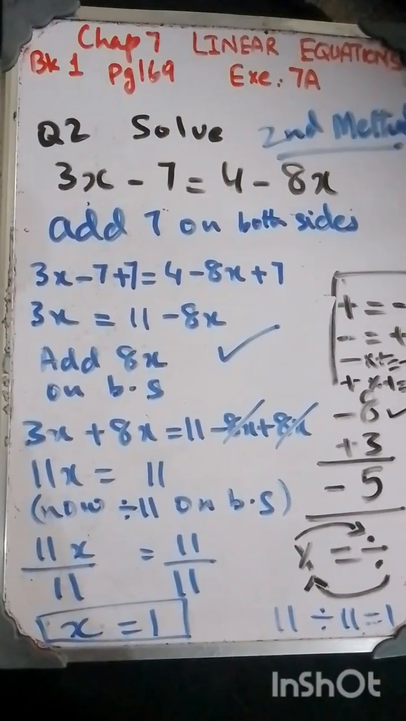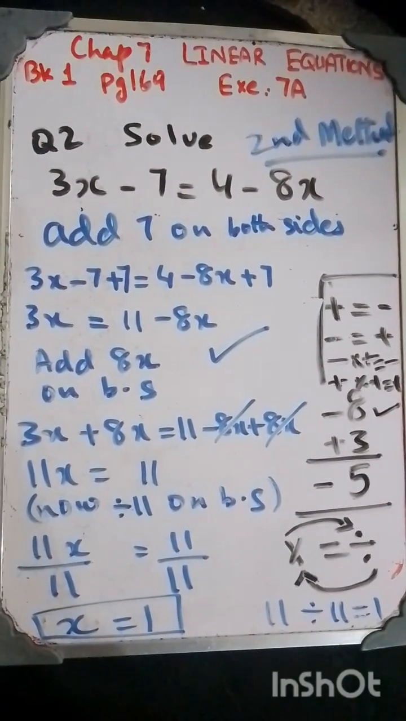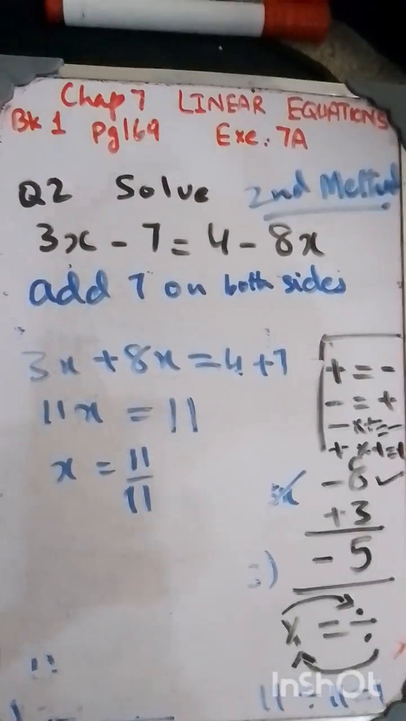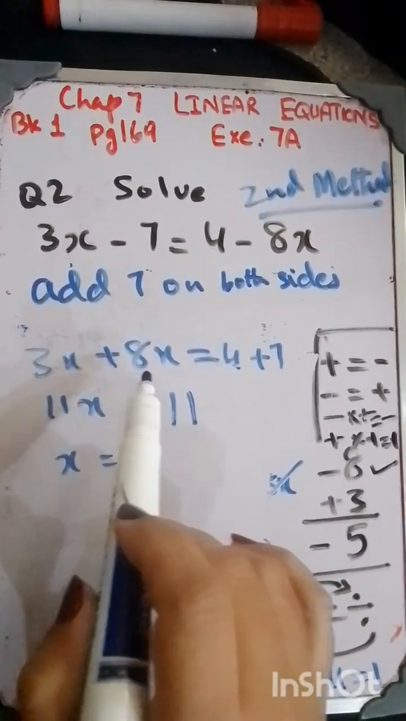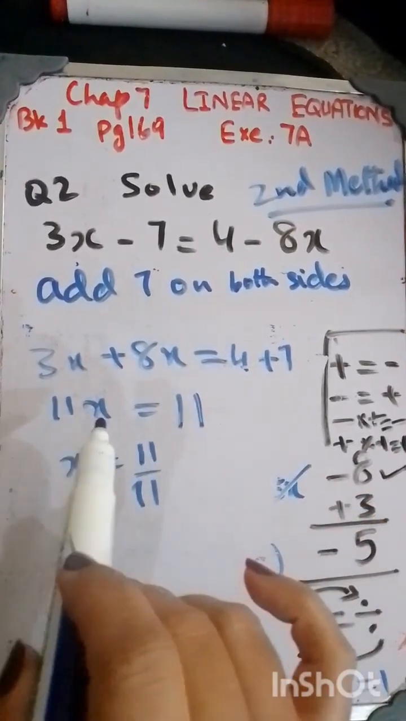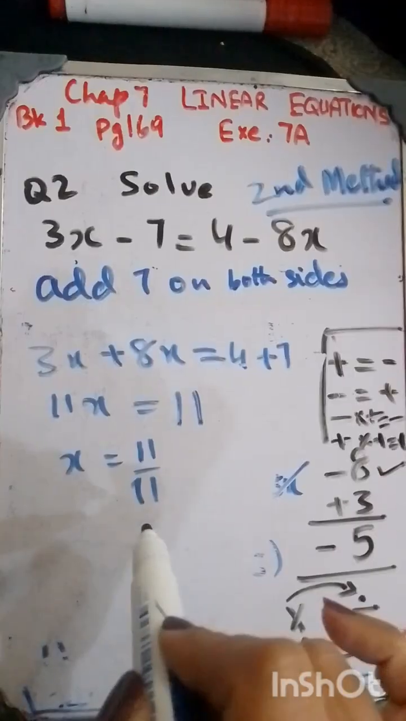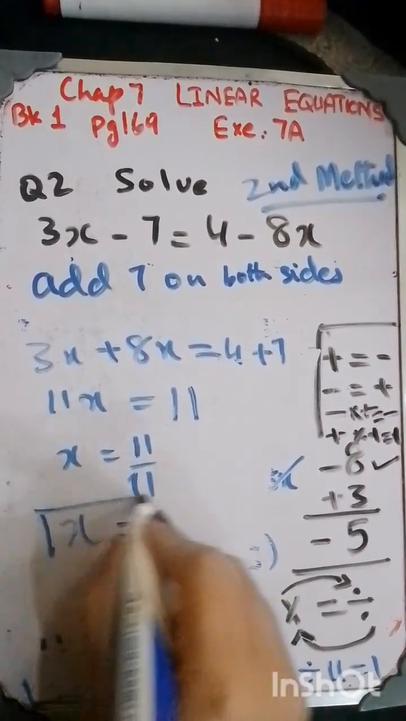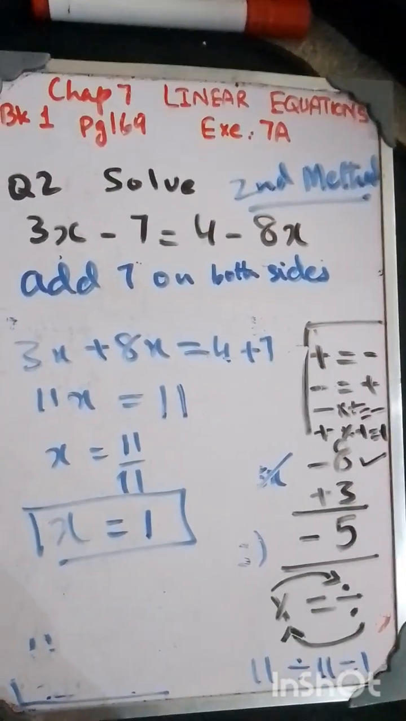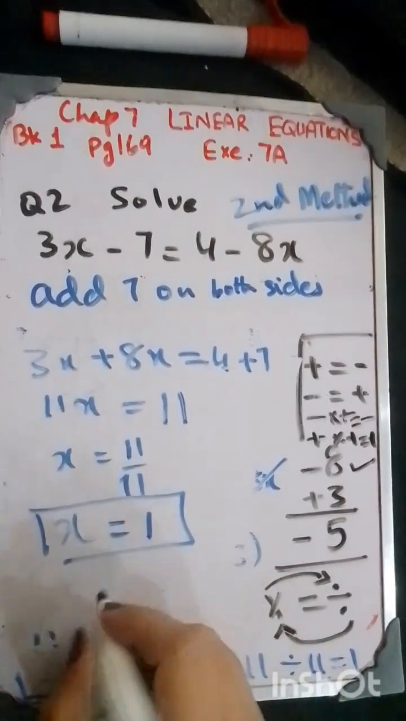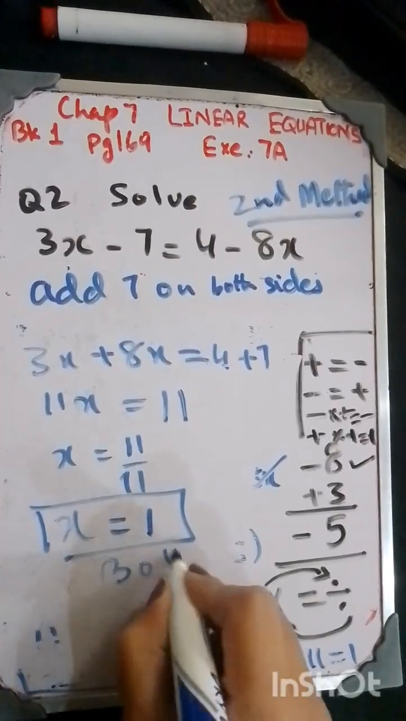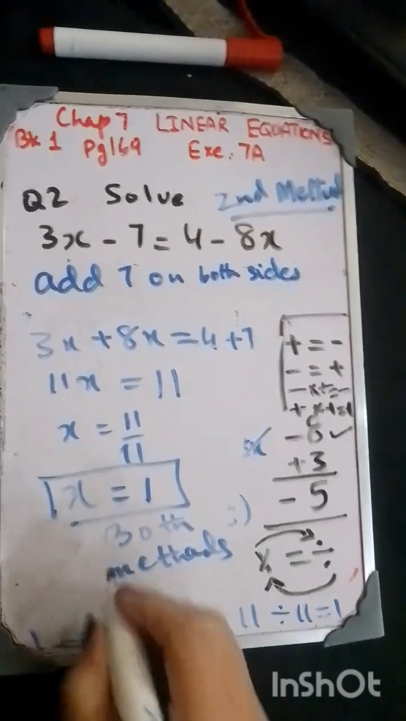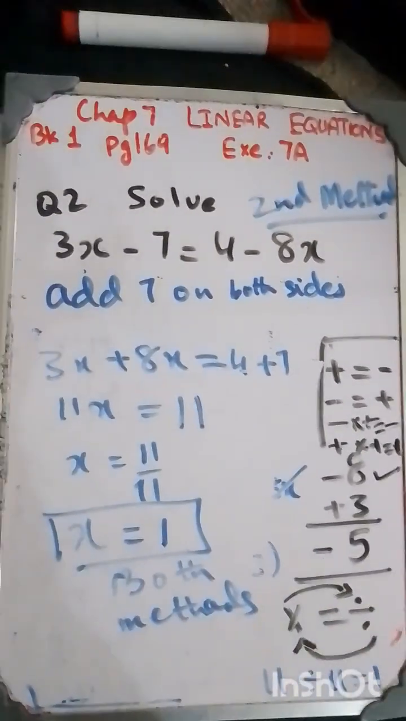Alright, with the other method for this same question, we are going to have the same unique answer, 1. So here I am going to write the question. As you can see, adding 3 and 8 we get 11, and 4 and 7 makes 11 again. So on the other hand x equals 11 upon 11, since it is being multiplied, on the other side it will be divided. Same unique answer, x is equal to 1. So both methods are perfectly correct. You can go with either method, it's up to you.